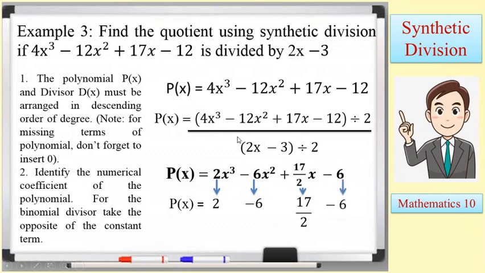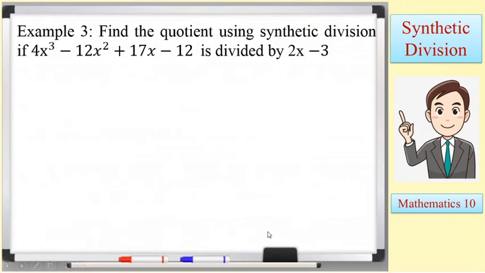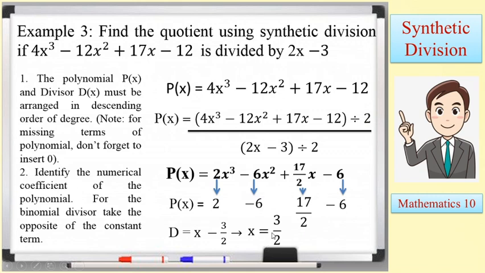Okay? So para naman sa ating divisor, 2x divided by 2, the answer is x. Negative 3 divided by 2, the answer is negative 3 over 2. Okay? So always dapat na x lang yung ating divisor, if our divisor is written in the form of x minus c and ax minus c. Okay? And get the additive inverse of negative 3 over 2, and that is positive 3 over 2.